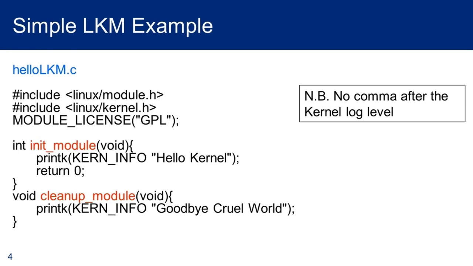If we didn't specify kernel level in the printk statement, it would default to a kernel warning. And notice the syntax. There is no punctuation between the kernel level and what we want to print. If we were to load this LKM, we could see, quote, hello kernel, unquote, in the kernel log by entering dmesg at the command line.